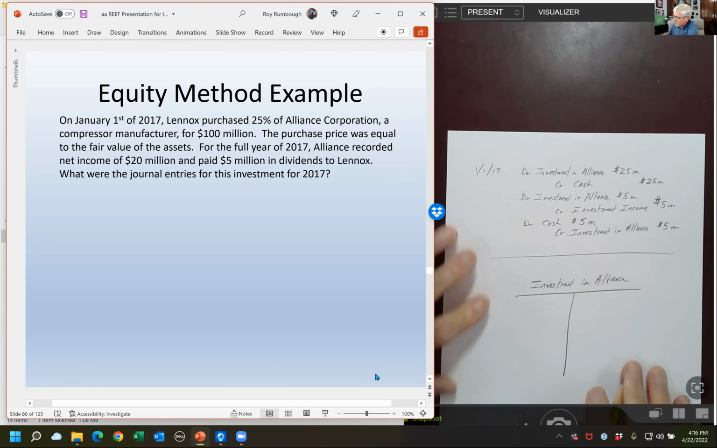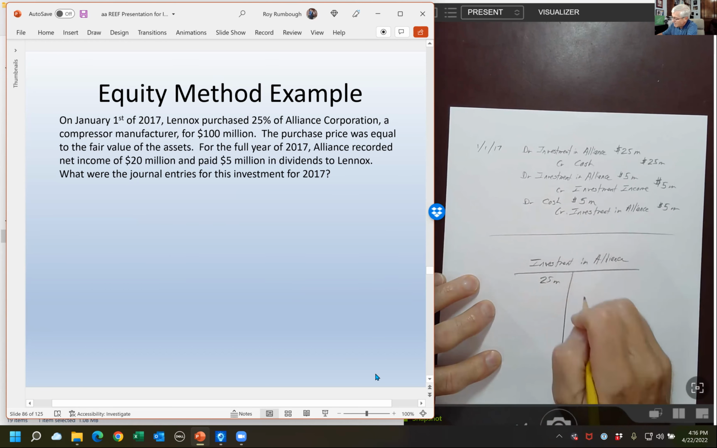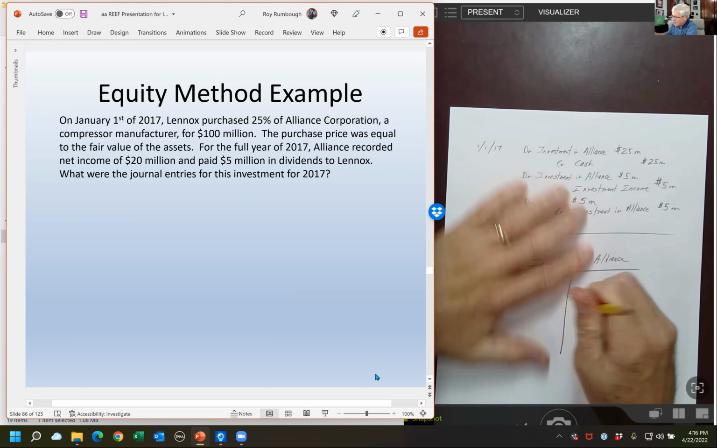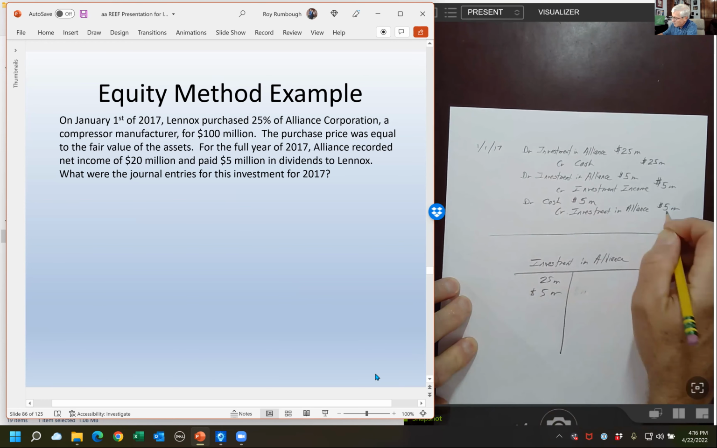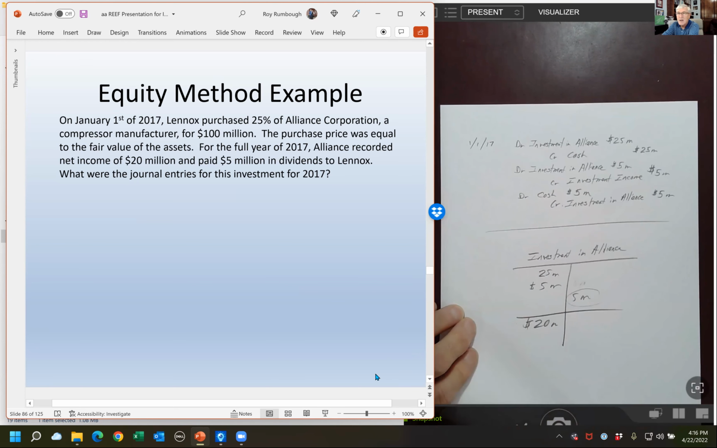T accounts, we're going to start with that 25 million, and then we're going to take it down. We're going to increase it for the investment income, and we're going to reduce it for the dividends, and we end up back at 20 million. So this is considered kind of a return of our investment, not dividend income.